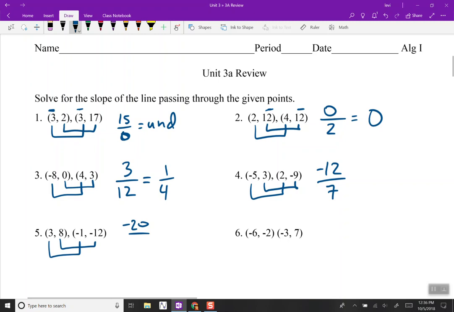From 3 to 1 is going down 4, so that's 5, or 5 over 1. Negative 2 to 7 is up 9. Negative 6 to negative 3 is up 3. 9 divided by 3 is 3, or 3 over 1.